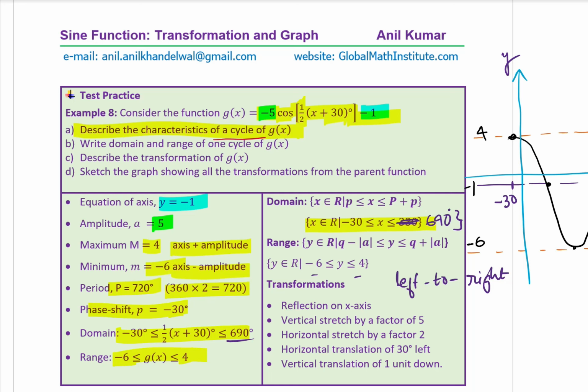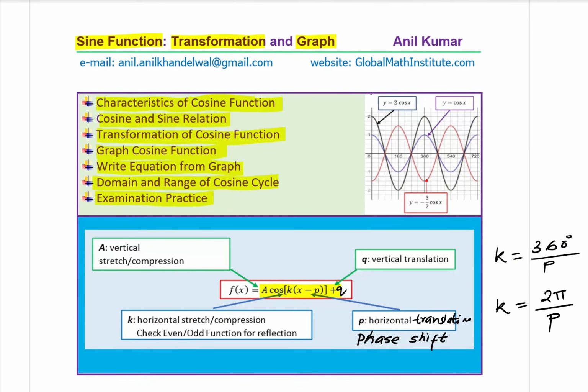I'd like you to pause this video. Look at this once again. Try to sketch an accurate diagram, right? Hope it makes sense. So with this, we come to an end of this particular video. I think you have learned all these parameters related to the transformed function of cosine x, and we have also seen how we describe a transformation, how we write an equation from the given transformation, how we write an equation from the given graph, and how we sketch a graph.